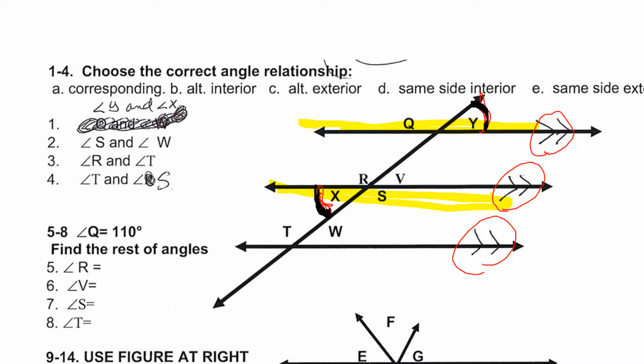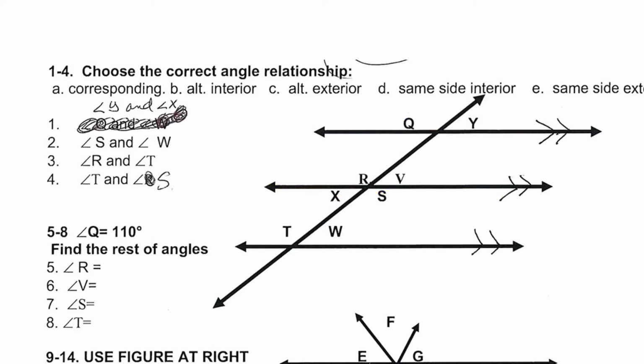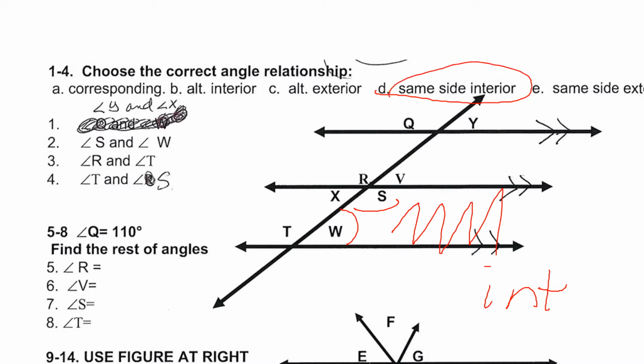All right, then number two, S and W. Here's S, here's W. Those are in between these two parallels, so that's interior. Now, are they on alternate sides or are they on the same side? So same side, interior. Same side of that transversal line.